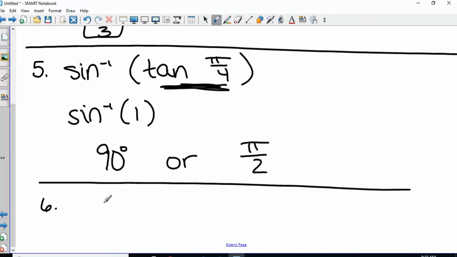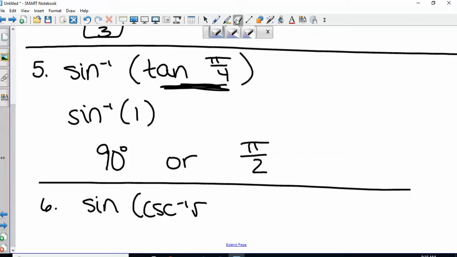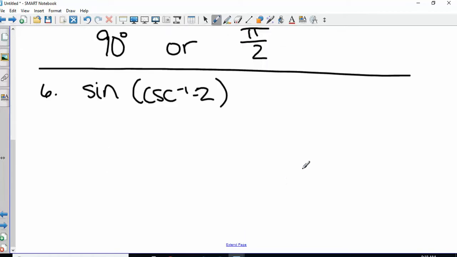Okay, problem 6. We have sine of cosecant inverse of -2. Okay, so the answer to an inverse is an angle. I'm asking you to find sine of that angle. Now technically cosecant inverse -2, you know that. You could answer when cosecant is equal to -2 from the unit circle, or we could set up the triangle if you didn't recognize it.